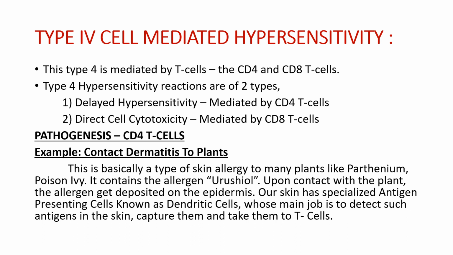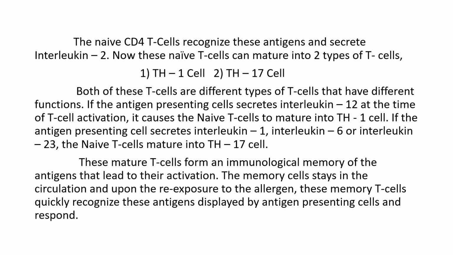Our skin has specialized antigen presenting cells known as dendritic cells, whose main job is to detect such antigens in the skin, capture them, and take them to the T cells. The naive CD4 T cells recognize these antigens and secrete interleukin 2. Now, these naive T cells can mature into two types of T cells. One, Th1 cell, two, Th17 cell.